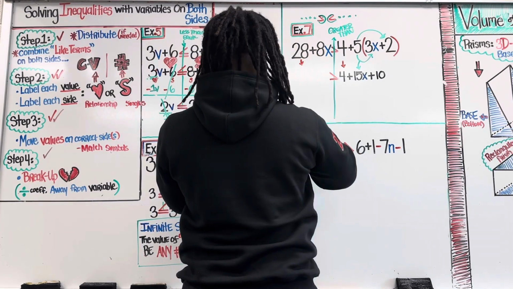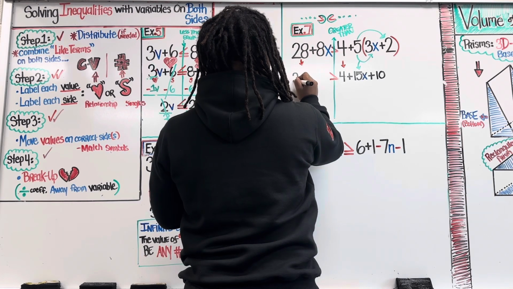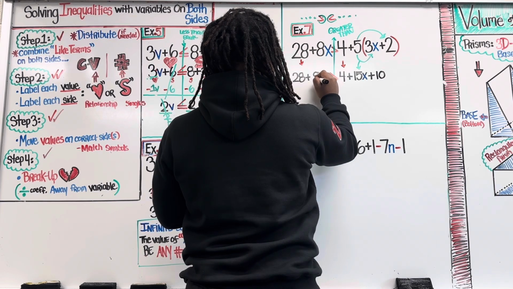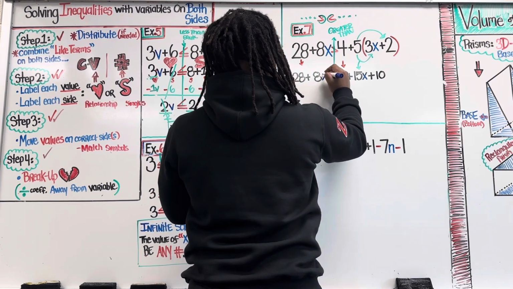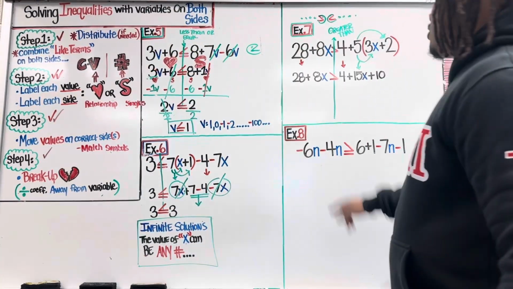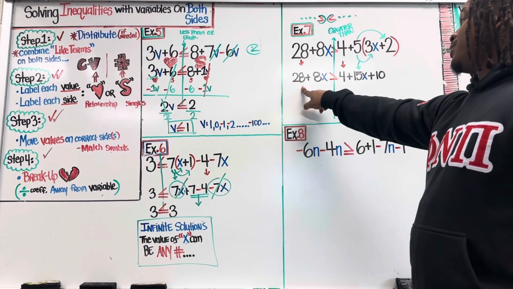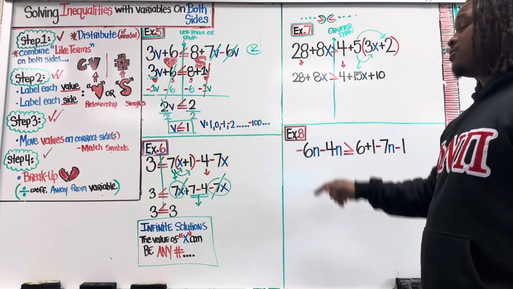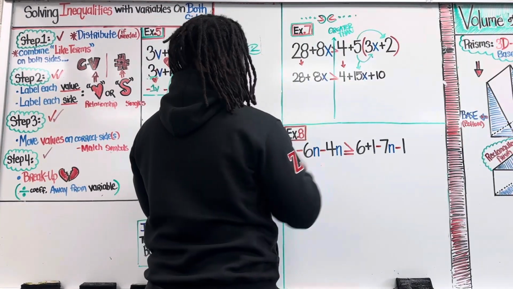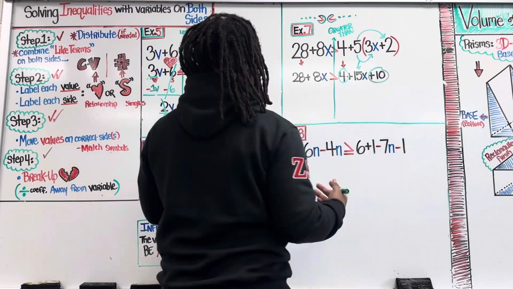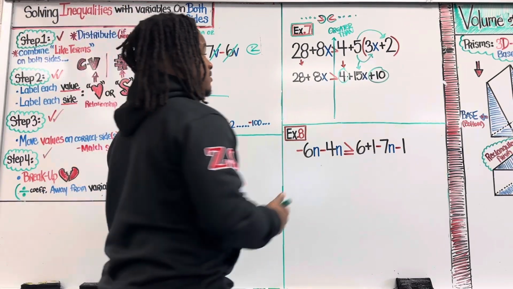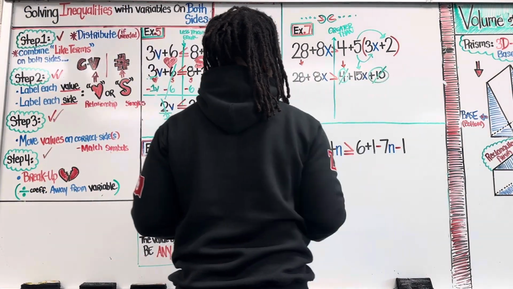Now we're able to combine like terms if needed. Now we're actually starting step 1, which is combine like terms. On the left side, I cannot combine 28 and 8x because those are not like terms. But on the right side, I can combine 4 and 10 because they're both constants, just numbers. So 4 plus 10 is 14.